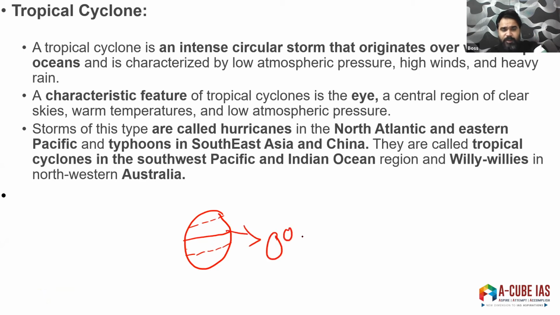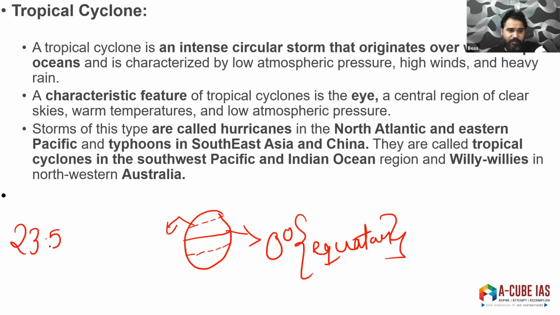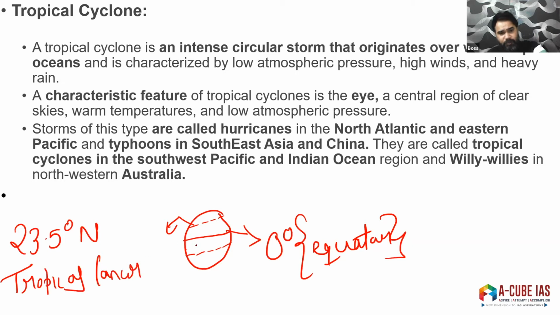Now this is 0 degrees, which is the equator. On the north of the equator, there is an imaginary line passing at 23.5 degrees north, which is known as the Tropic of Cancer. There is another imaginary line passing 23.5 degrees south of the equator, and it is known as Tropic of Cancer. Oh, sorry, Tropic of Capricorn.